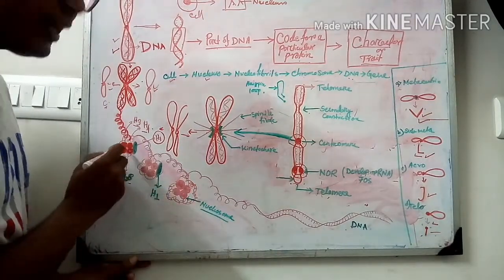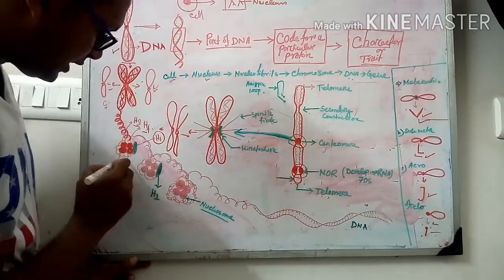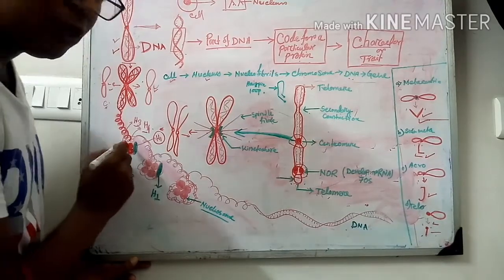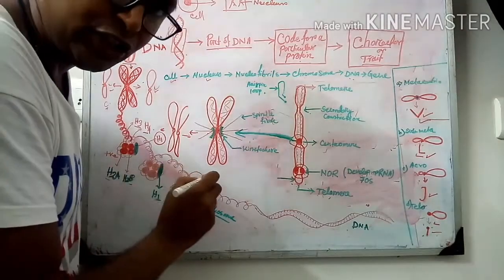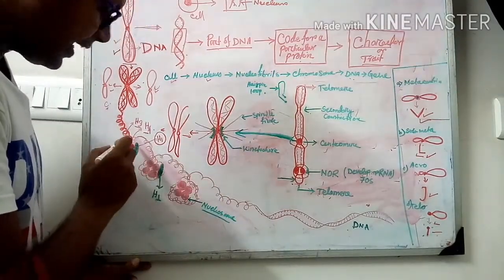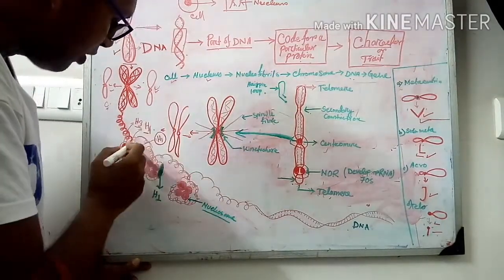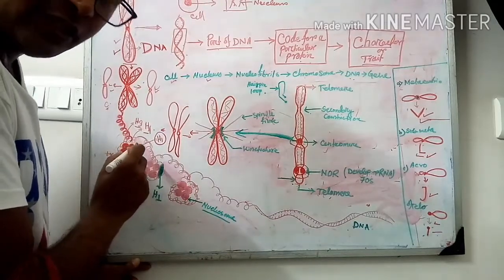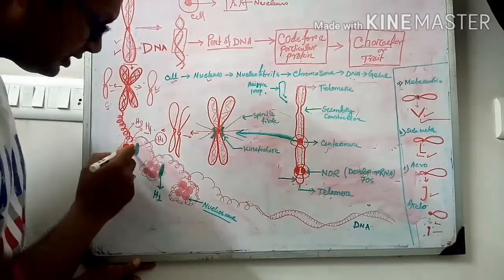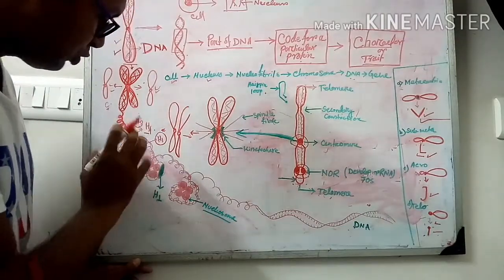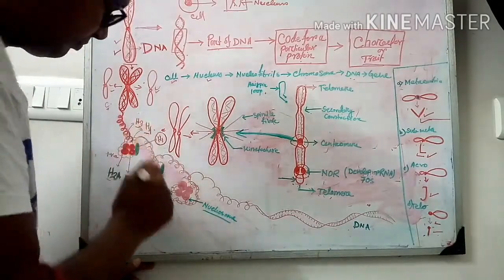These proteins are histone proteins. These are positively charged histone proteins, and DNA itself is negatively charged. So this negatively charged DNA is wrapped around positively charged histone proteins. So they wrap tightly.